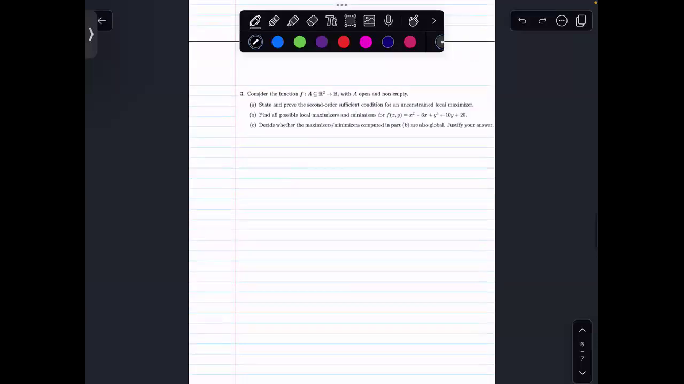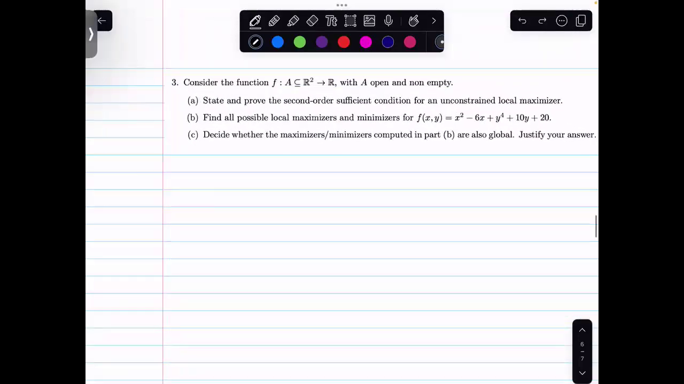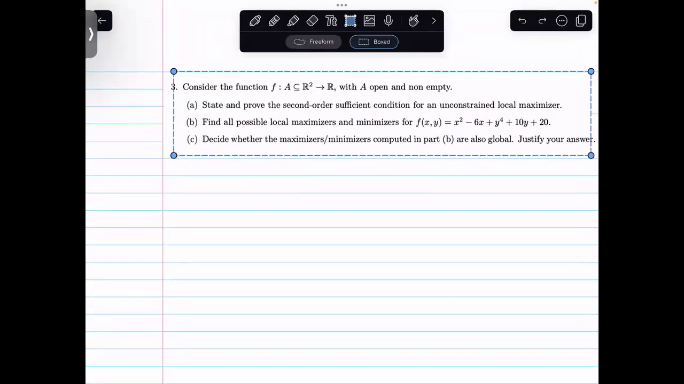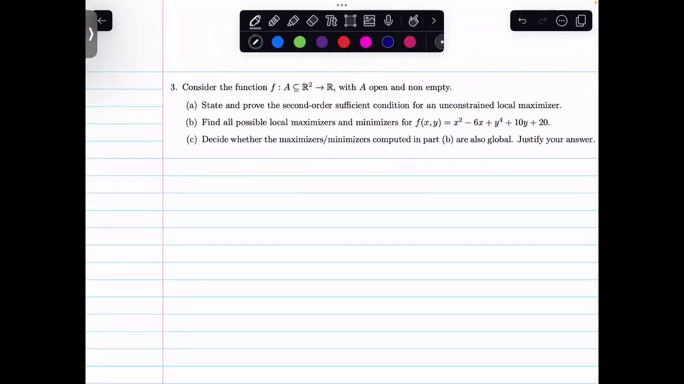Okay, so now the next exercise is on unconstrained optimization, and we're looking for local and then global mins and maxes. So if it had been constrained optimization, then if you're checking for the globals, you can try to use Weierstrass's theorem. Weierstrass comes up pretty often.